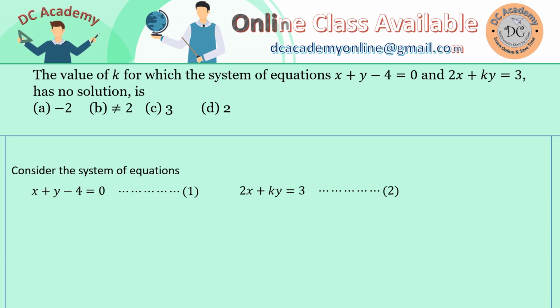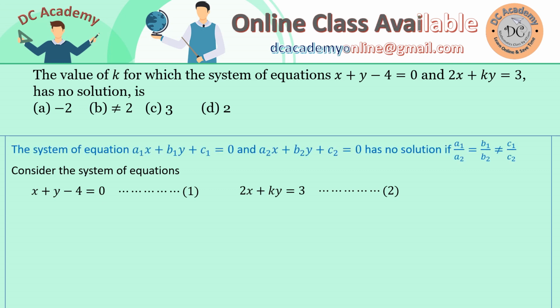Now to find that value of k, we should not plot the lines using graph paper and coordinate geometry concepts. We can't do that. So what should I do? We'll use a relation, a theorem, or a property. It says that if we have two equations, a1x plus b1y plus c1 and a2x plus b2y plus c2, obviously x and y are involved, this is the general equation of a straight line.